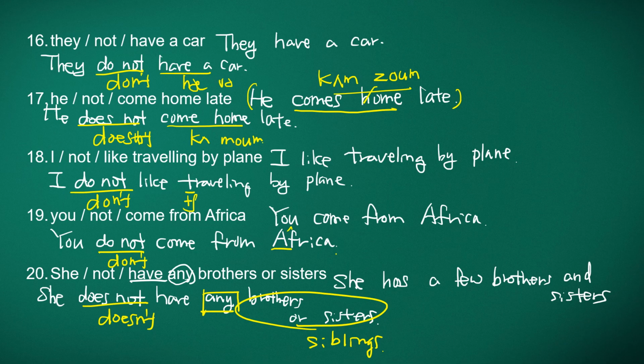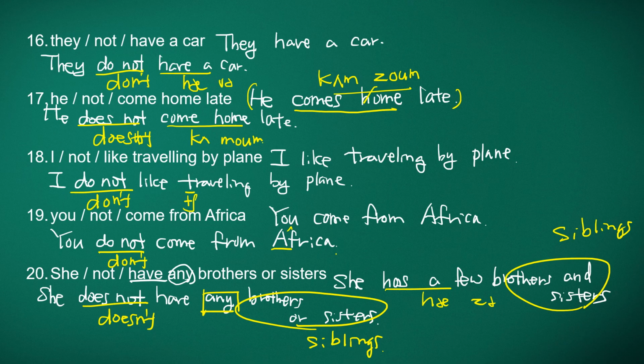And number 20, she has a few brothers and sisters, or you can say she has a. So this part you can read as has a few brothers and sisters. Again, you can use the word siblings. She has a few siblings. And then she does not have any siblings. She doesn't have any brothers or sisters, so she doesn't have any siblings.